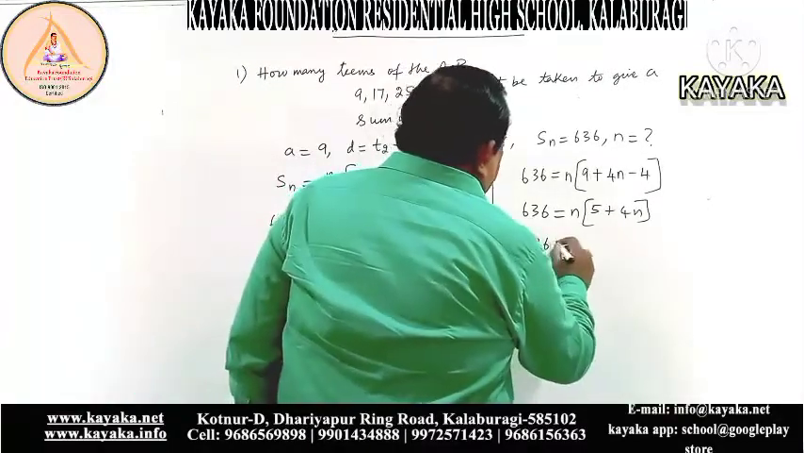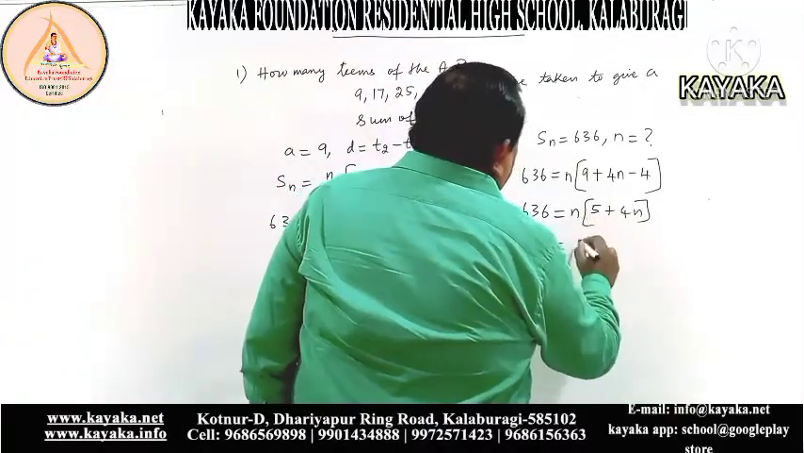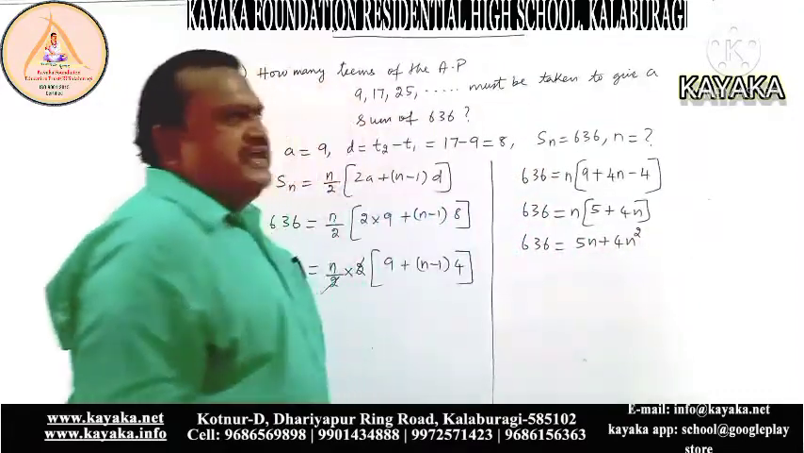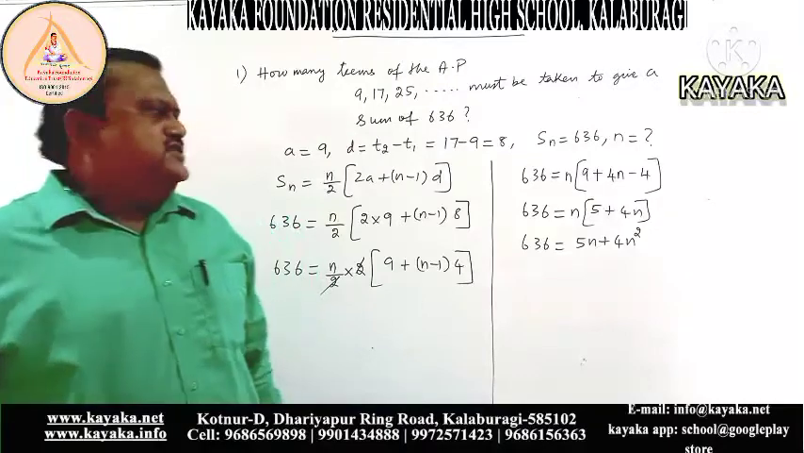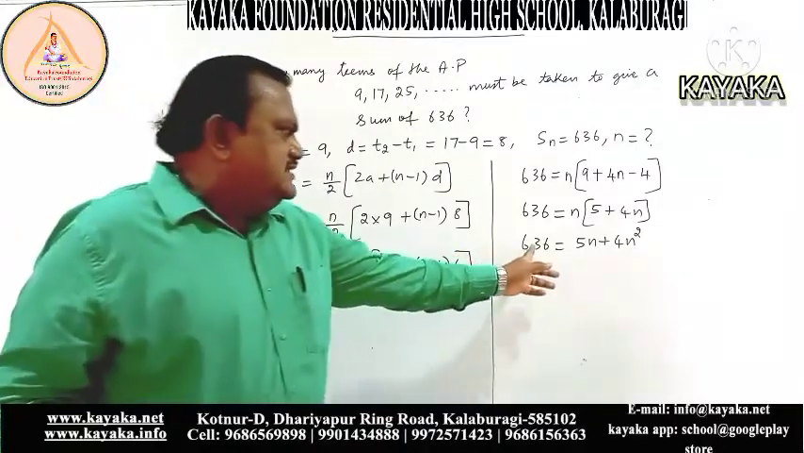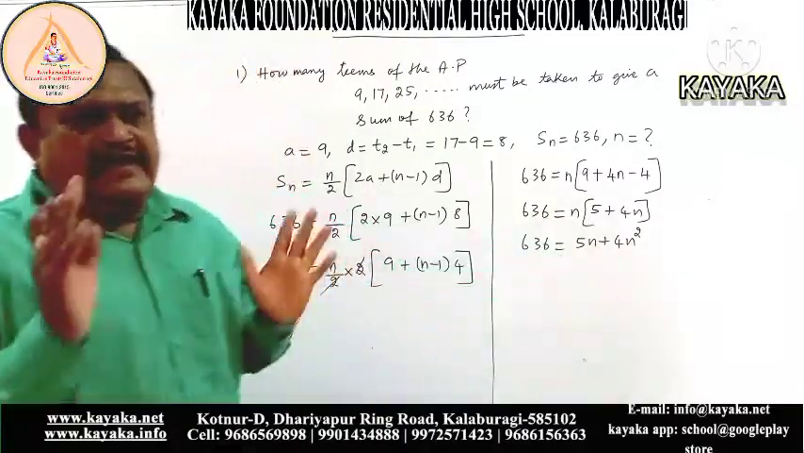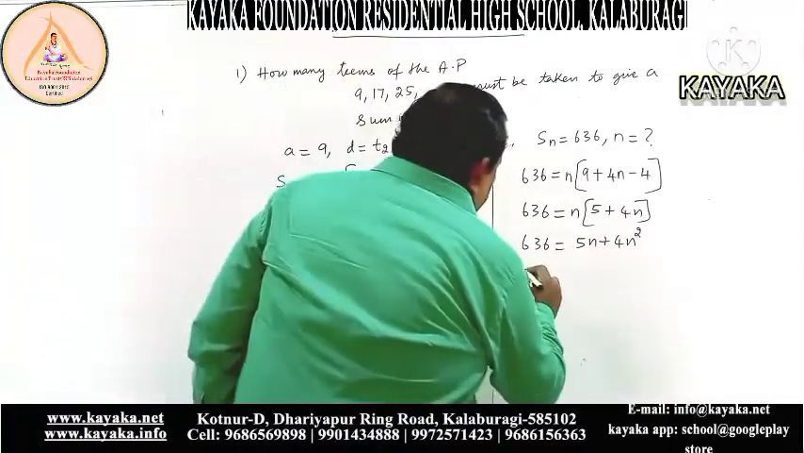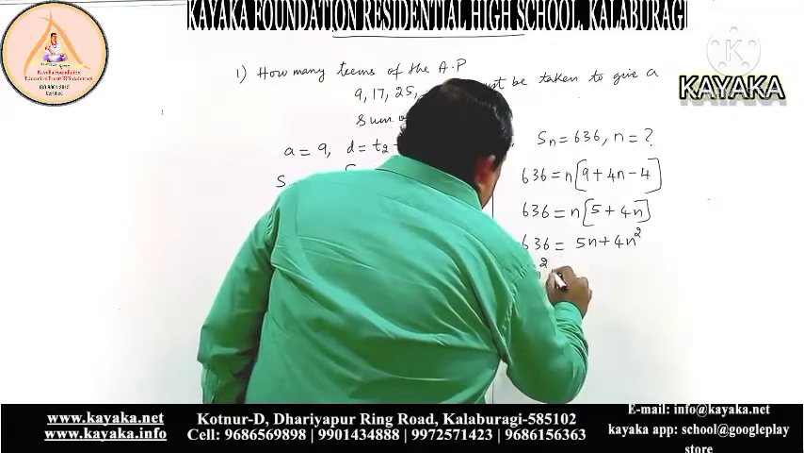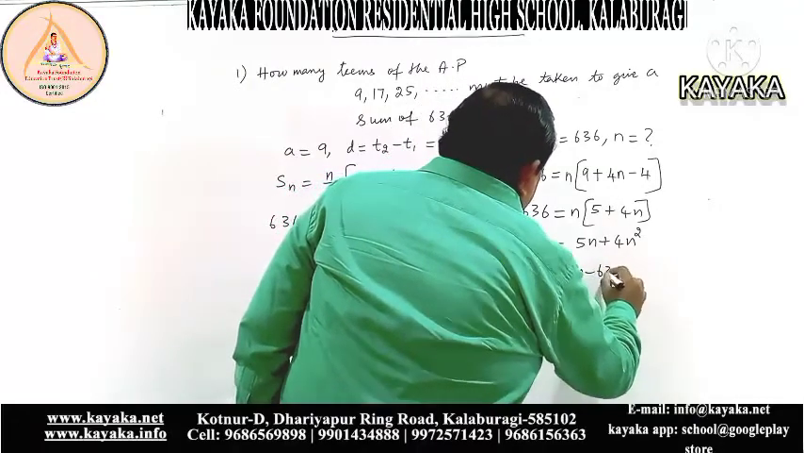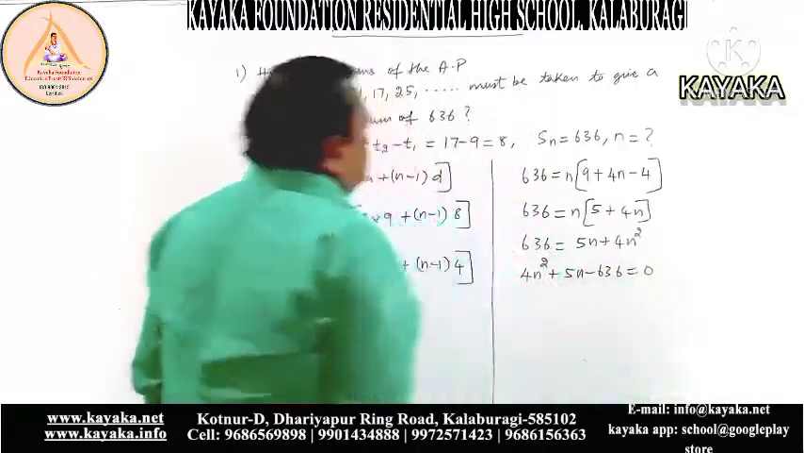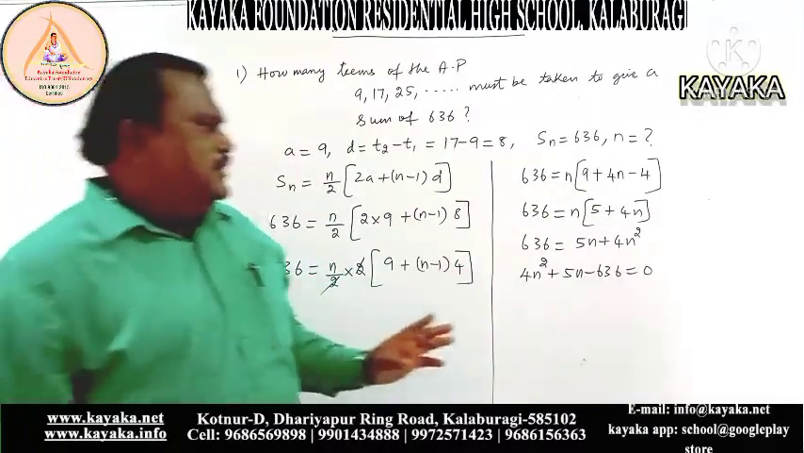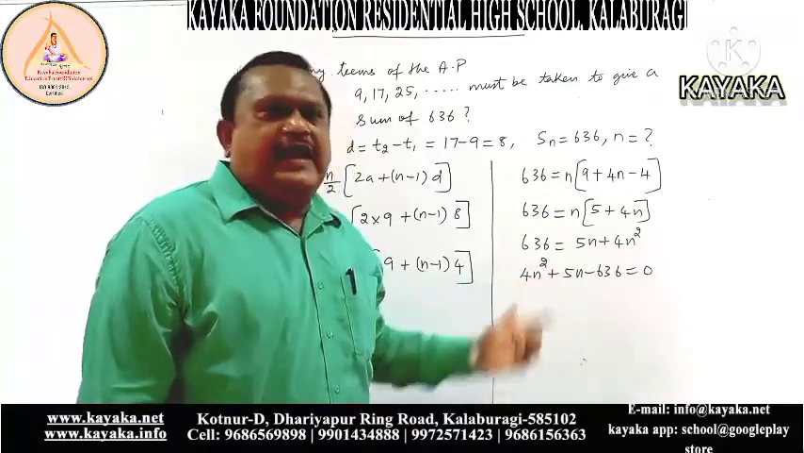636 will be equal to, open the bracket, 5 into n, you will get 5n plus 4n square. Okay, dear children, now you can bring this 636 to the other side and arrange according to a quadratic equation. Therefore you will get 4n square plus 5n minus 636 will be equal to 0. Very important problem. Now here you got a quadratic equation.